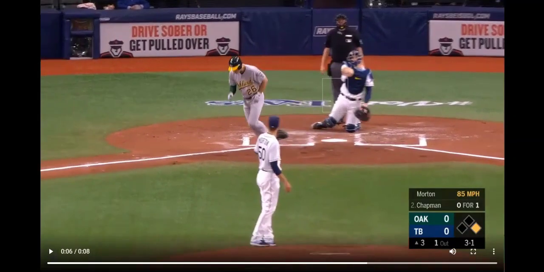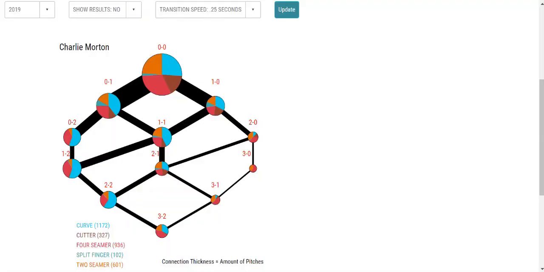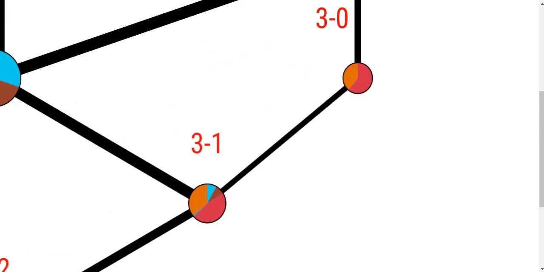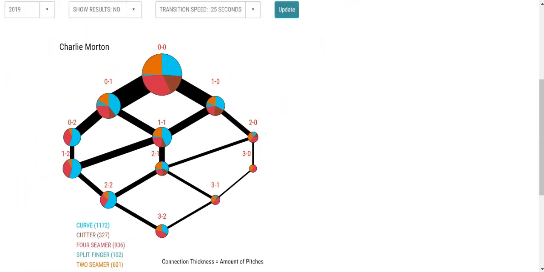So Morton throws a cutter. Let's come back to our base rate. On 3-1, I would have to zoom super far in to see how often Charlie Morton threw a 3-1 cutter in 2019. It's almost as often as he throws a curveball. So this is probably less than 10% of the time on 3-1 that Morton throws a cutter.